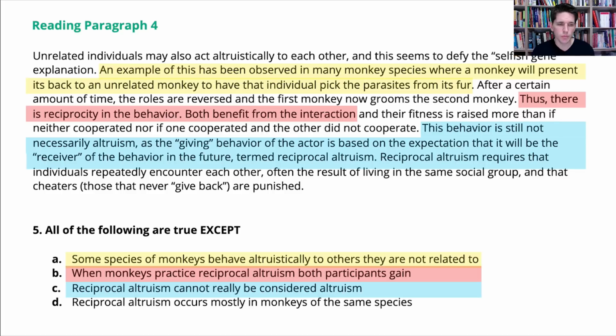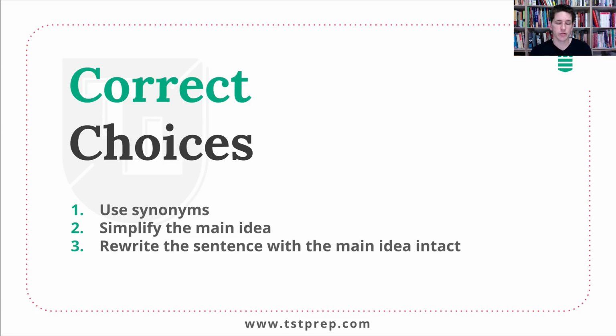We're going to look at the blue part here, and I'll start reading the paragraph. It says, this behavior is still not necessarily altruism, as the giving behavior of the actor is based on the expectation that it will be the receiver of the behavior in the future, termed reciprocal altruism. Okay, so that's that. C, reciprocal altruism cannot really be considered altruism. So that's kind of like a summary, taking the main idea of this sentence and making it simple. So that's another way to make a correct answer. They have to paraphrase. As you can see, these are all paraphrases.